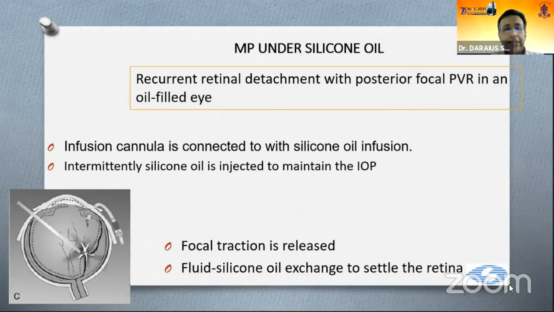Let's move on to the next topic about membrane peeling under silicone oil. This is very useful for recurrent retinal detachment with focal lesions of PVR. And here the infusion cannula is connected to the oil infusion, and intermittently we have to keep on injecting oil to maintain the IOP, and focal traction is released by this maneuver. So just a short video on that.